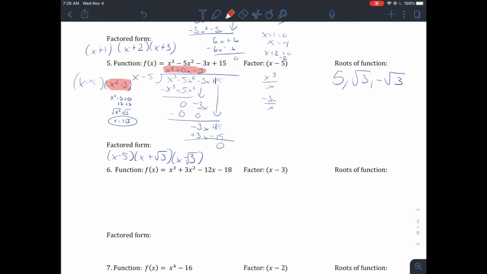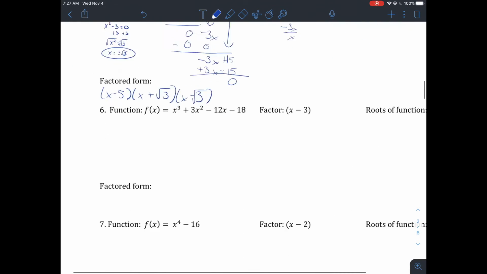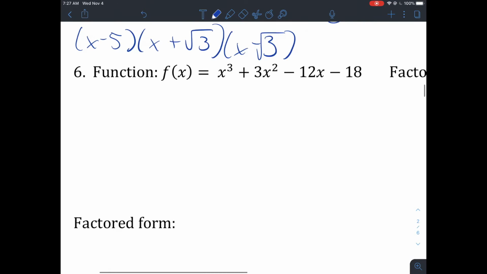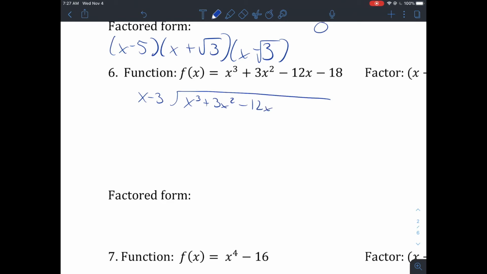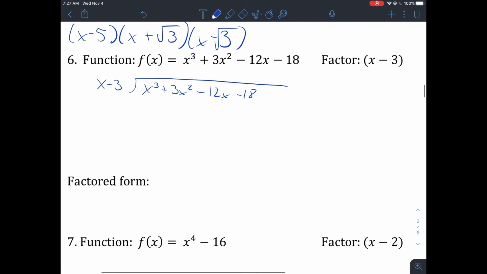All right. Now, for some of them, you're only going to be able to use quadratic formula. There's really no other option. So let's go ahead and try number 6. So our factor is x minus 3. We get x cubed plus 3x squared minus 12x minus 18.